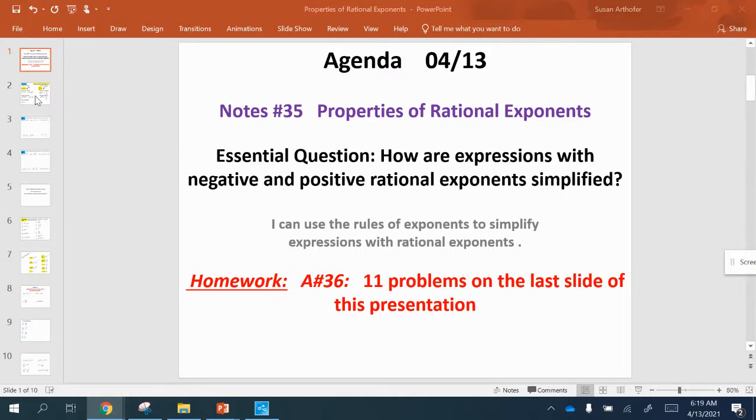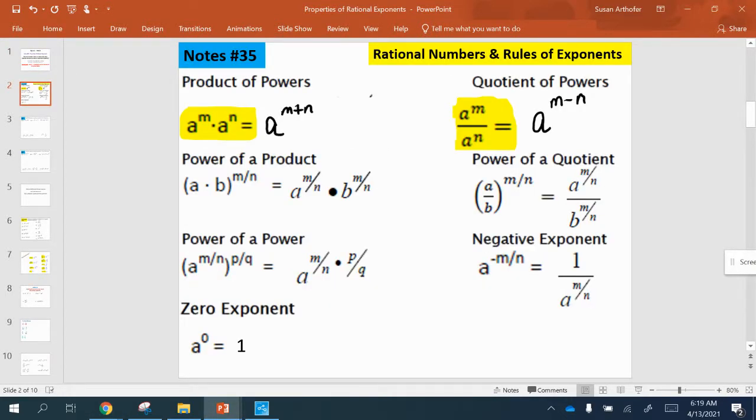Okay, so a bit of review here. This is a partial image of what we did yesterday, from yesterday's notes. I just want to review really quickly. I don't want you to write anything right now. Yesterday we went over the rule for the product of powers, a to the m times a to the n. What do you do with the exponents? You add them. Likewise, over on the right here, a to the m over a to the n, you would subtract, a to the m minus n.